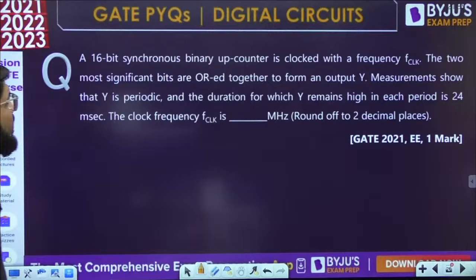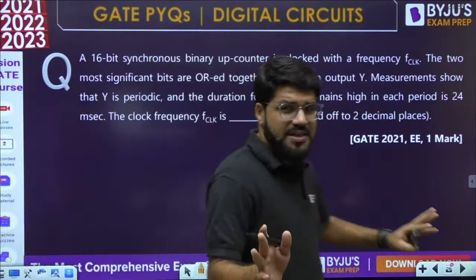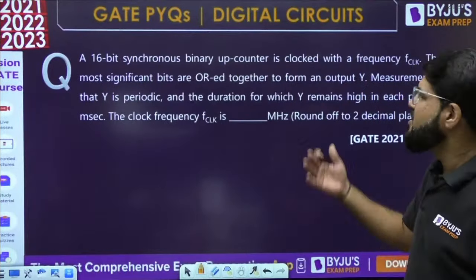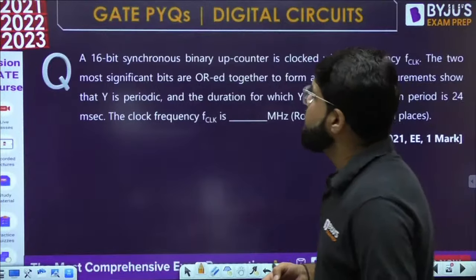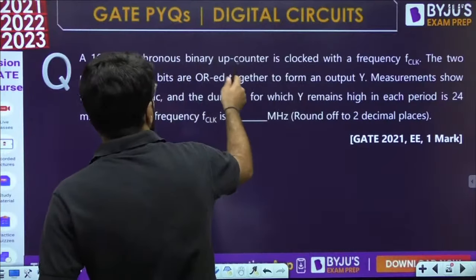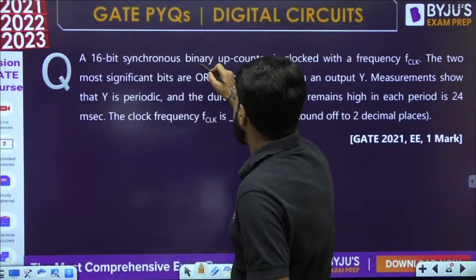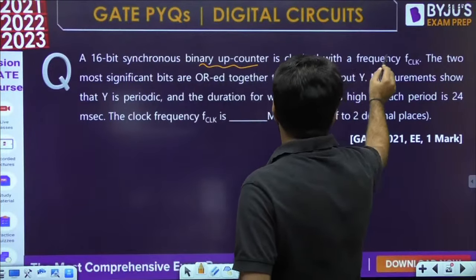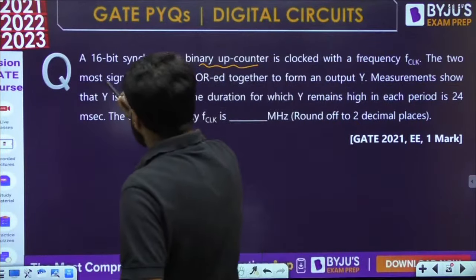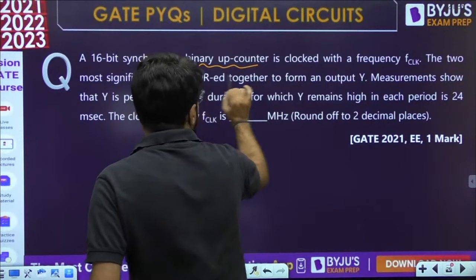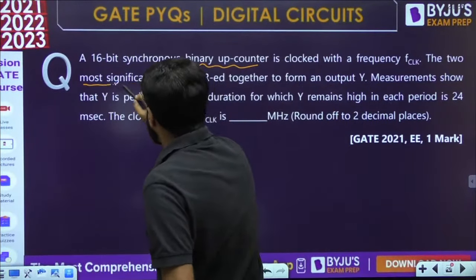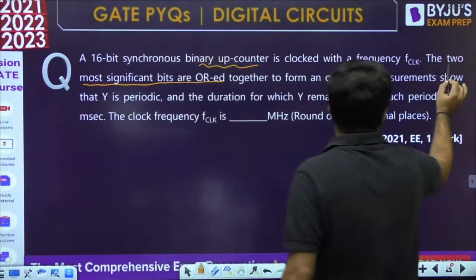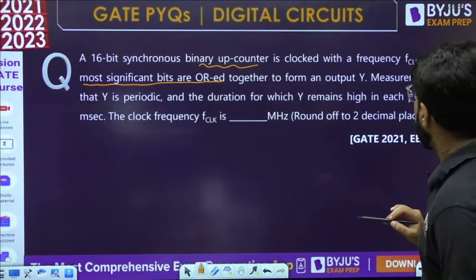2021 EE, one mark, but logical question. Decent one mark question. The previous one was formula based, very simple. A 16-bit synchronous binary up counter is clocked with the frequency F clock. The two most significant bits are ORed together to form an output Y.